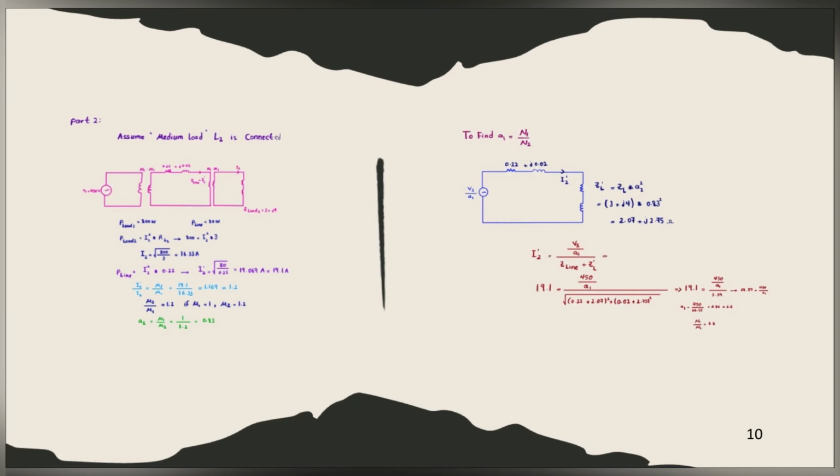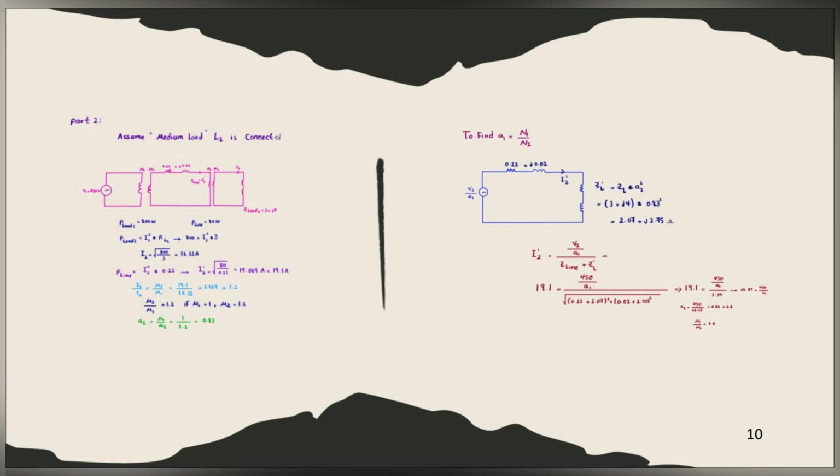I will continue to explain what my friend Fatma stopped at, and I am going to talk for about 5 minutes. Here in part 2, assume medium load L2 is connected. We solve it like part 1, but with a new value. Z load 2 equals 3 plus J4, and P load 2 equals 800 watt meter, and P line equals 80 watt meter. First we calculate P load 2 to find I2, and then we calculate P line to find I2 dash.